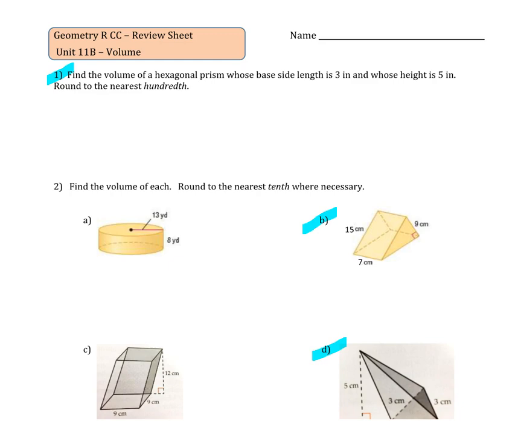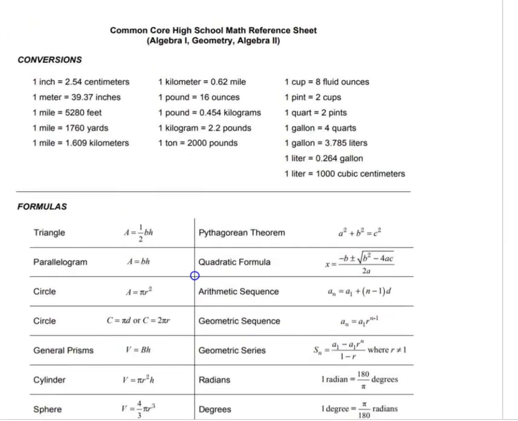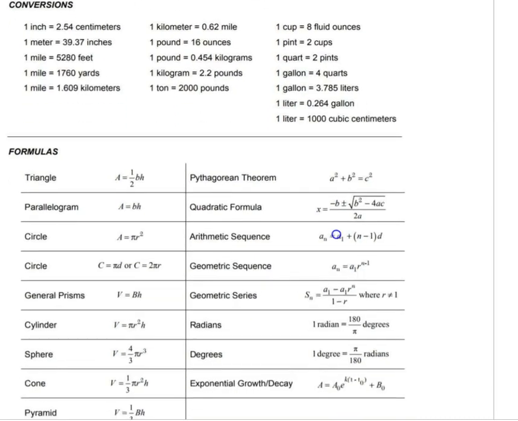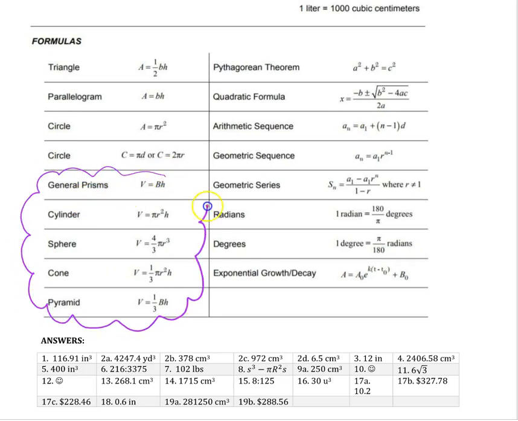So actually, maybe I should scroll to where that is. Whoopsies. Okay, so here is your Regents reference sheet. It's got some conversions up here, which might be helpful. We've also got our volume formulas, which happen right in here. See everything that says V? These are your volume formulas.